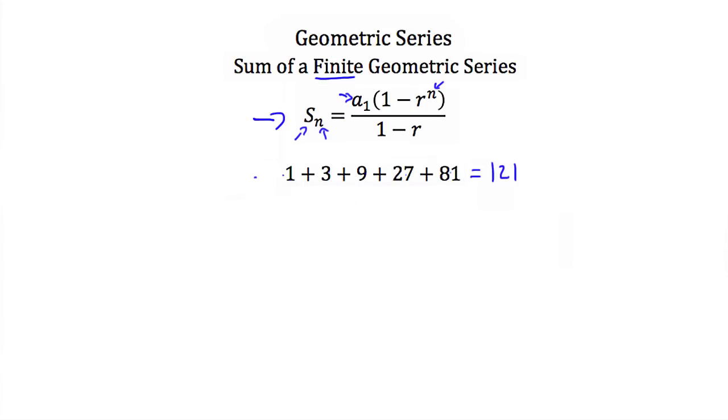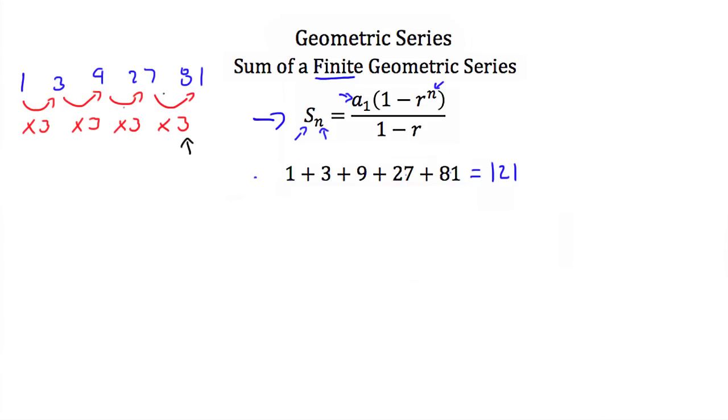So if we took this series, 1, 3, 9, 27, 81, and brought it back into a sequence of 1, 3, 9, 27, and 81, well, to go from 1 to 3, we would multiply 1 by 3. To go from 3 to 9, we would multiply it by 3. From 9 to 27, we would multiply by 3. And from 27 to 81, we would multiply by 3. This 3 that we're multiplying by each time to find the next term is r. This is our common ratio. And that's what would get plugged into this formula here in both locations for r.